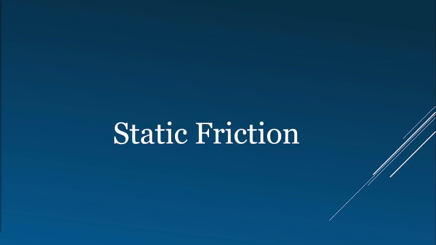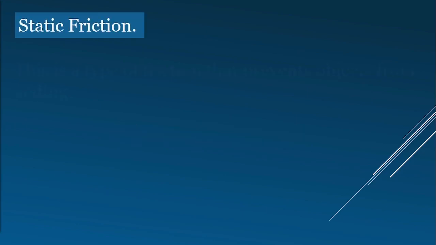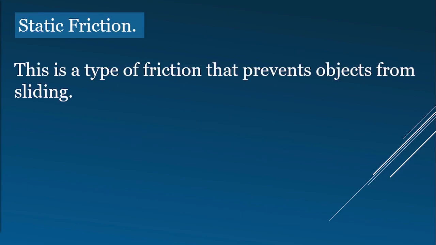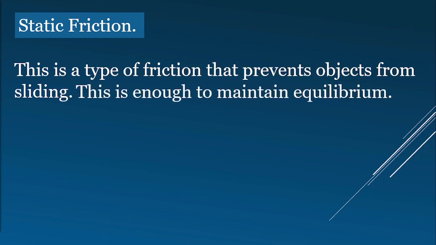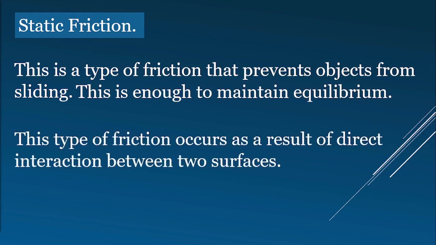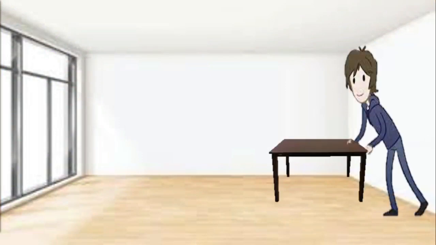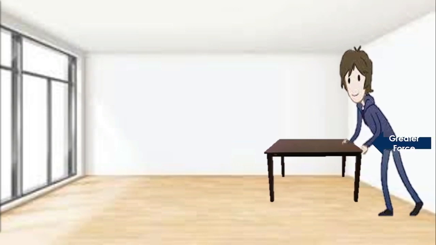Static friction. This is a type of friction that prevents objects from sliding. This is enough to maintain equilibrium. This type of friction occurs as a result of direct interaction between two surfaces. You can think of the table as it maintains its position in a certain corner of the room. You can move it when you apply a force greater than that of the frictional force that prevents it from sliding.